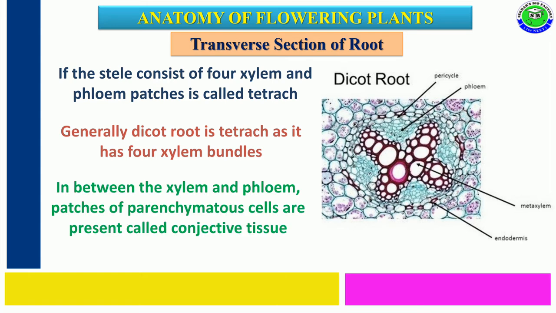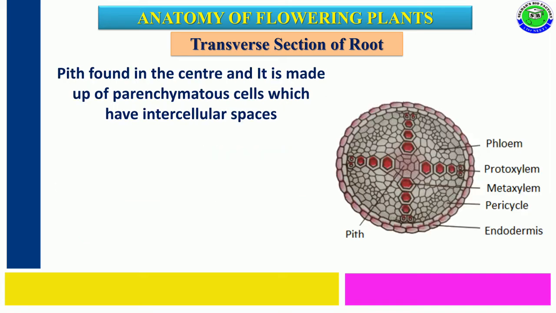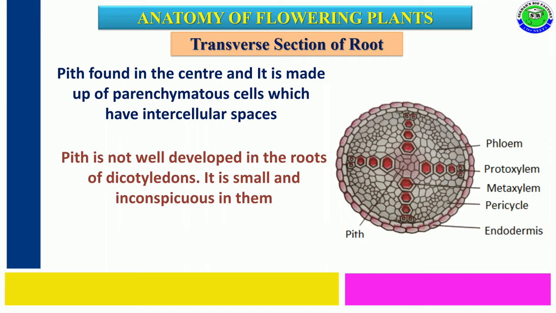In between xylem and phloem, there are parenchymatous cells. These are called conjunctive tissue. One more important feature, pith. It is present at the center, made up of parenchymatous cells. It consists of intercellular spaces. In case of dicot root, the pith is not well developed, but sometimes it may be present, small and inconspicuous. These are the characters of dicot root transverse section.